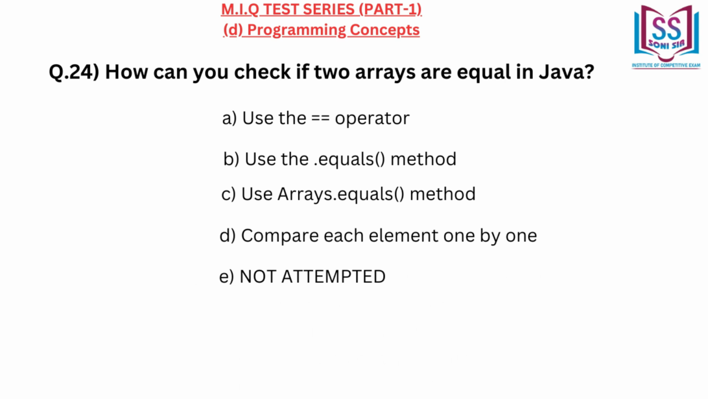How can you check if two arrays are equal in Java? A. Use the equality operator. B. Use the equals method. C. Use arrays equals method. D. Compare each element one by one.